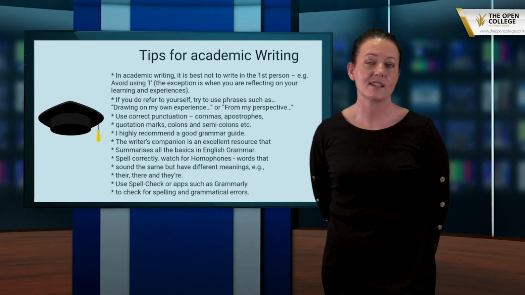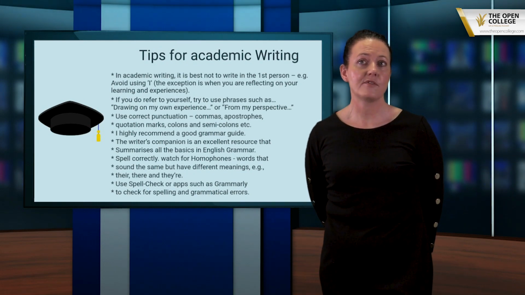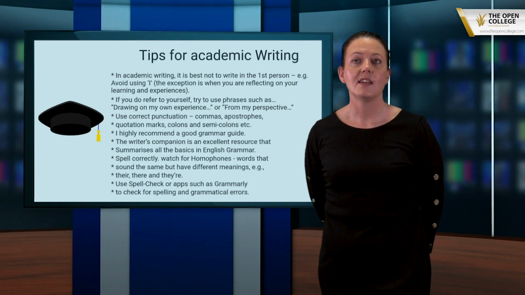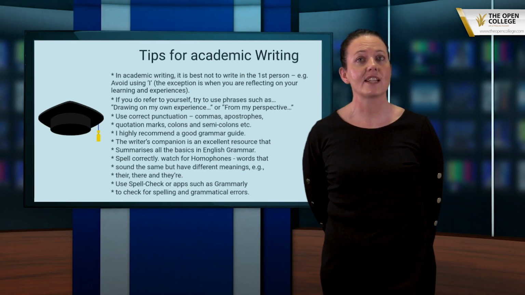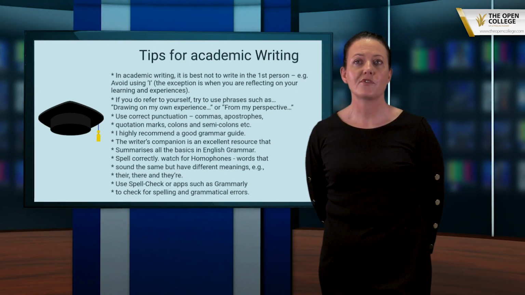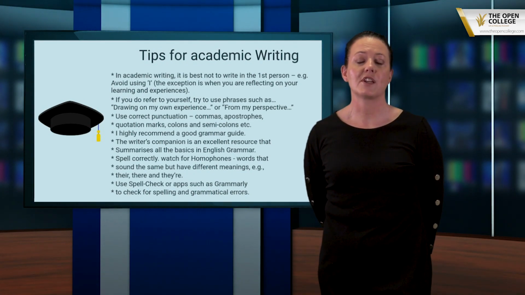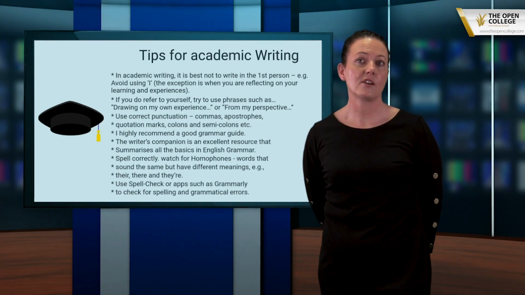In academic writing, it is best not to write in the first person. For example, avoid using I. The exception is when you are reflecting on your learning and experiences. If you do refer to yourself, try to use phrases such as drawing on my own experience or from my own perspective.